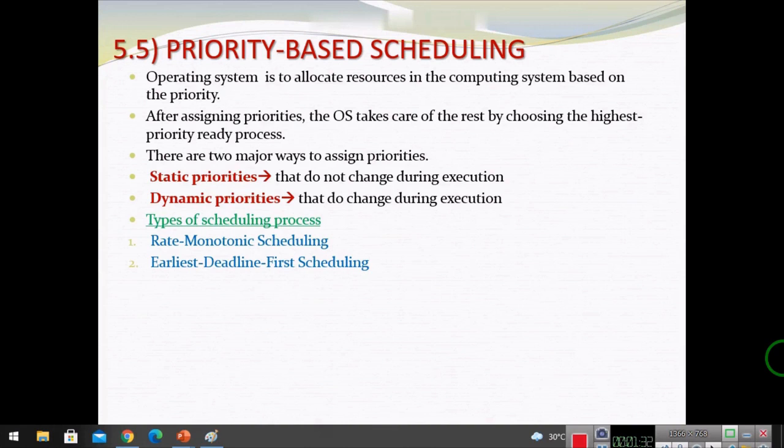Based on this scheme, today we are going to look at two different approaches to priority based scheduling. The first one is rate monotonic scheduling, and the next one is earliest deadline first scheduling. Let me see them one by one.